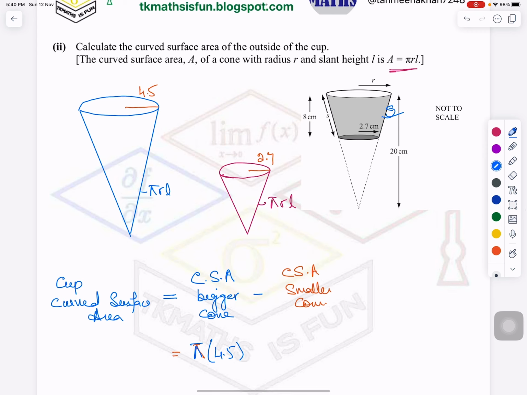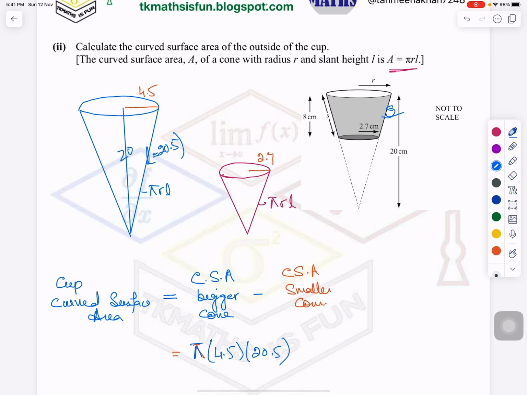Okay, suppose we have not calculated, we can calculate quickly. Right? This was 20 given to you. This is 4.5. So you can easily calculate this slant height, which is represented by L for the bigger cone. So it is 20 square plus 4.5 square. I'm applying Pythagoras theorem, nothing else. So it is equals to 20.5. I have applied what? Pythagoras theorem, nothing else.